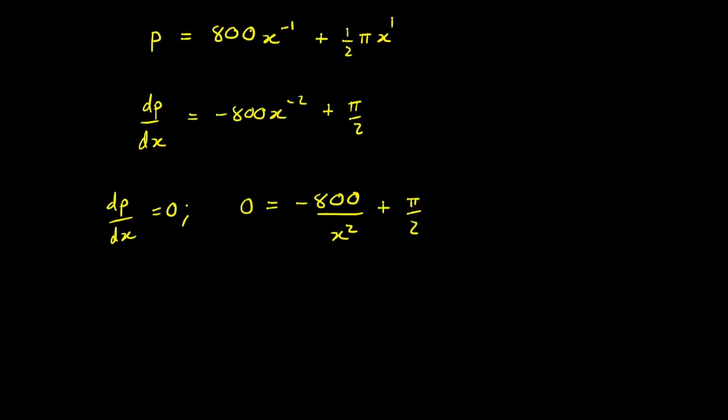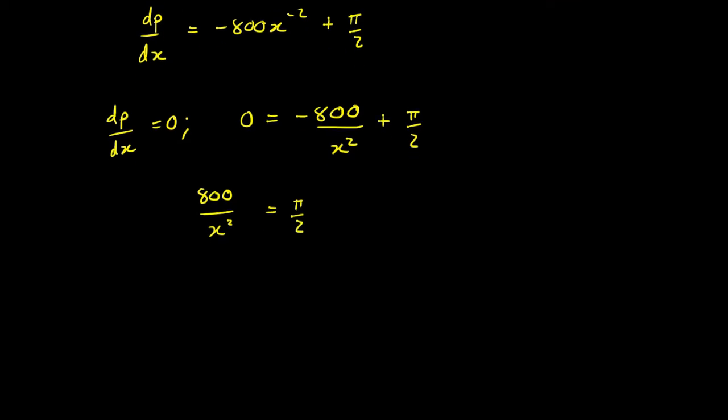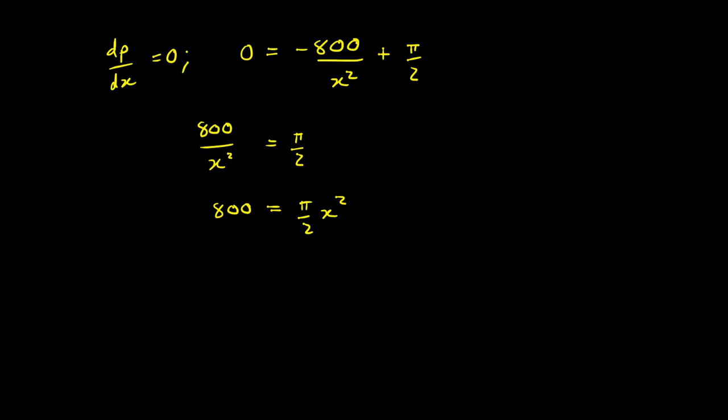So if I was to rearrange that, that gives me 800 upon x squared is equal to pi by 2. Okay, I'm going to multiply both sides by x squared. So 800 is equal to pi by 2 times x squared. Now times both sides by 2 and divide by pi. So 1600 divided by pi is equal to x squared.